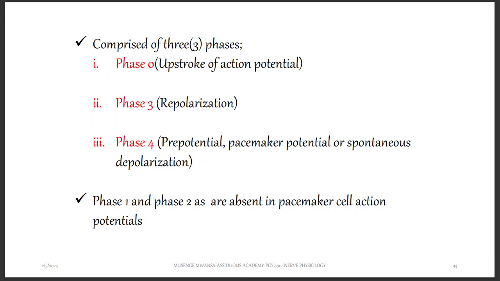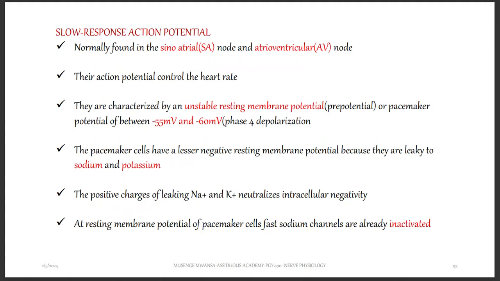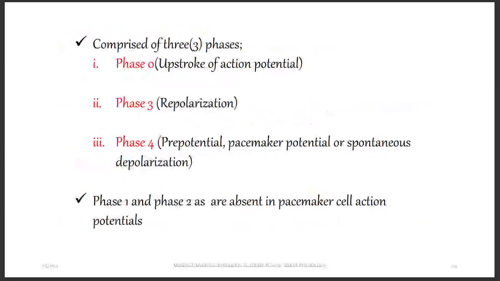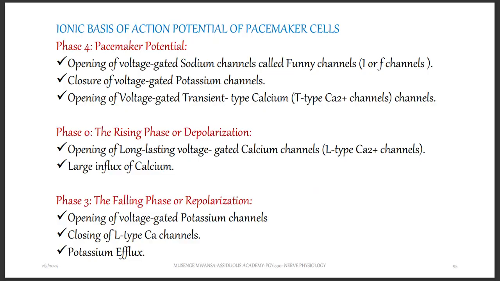So for these ones, which are the slow response action potentials, they only have 3 phases: phase 0, phase 3, and phase 4. They don't have all of them. Phase 0, remember, is an upstroke of action potential. Phase 3 is a repolarization, and this was happening already afterward. This repolarization is happening after the plateau. And then I've got phase 4, which is now the resting phase. Okay, resting phase.